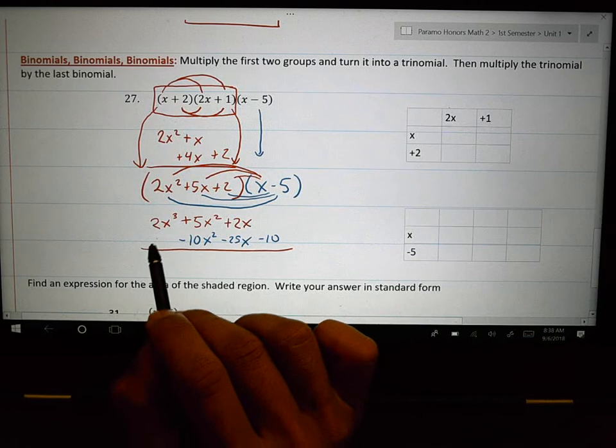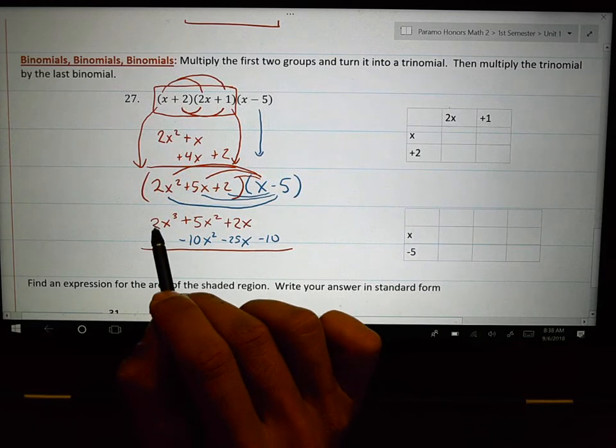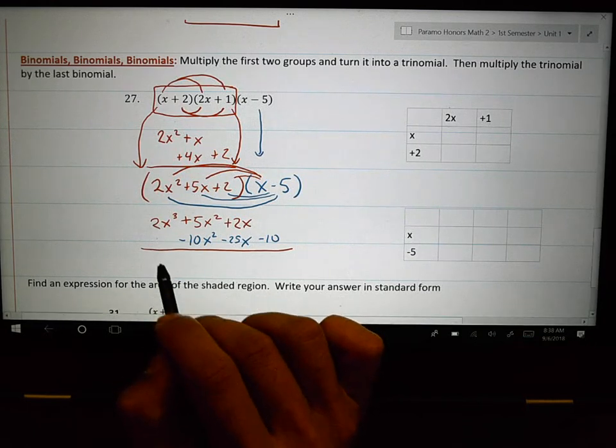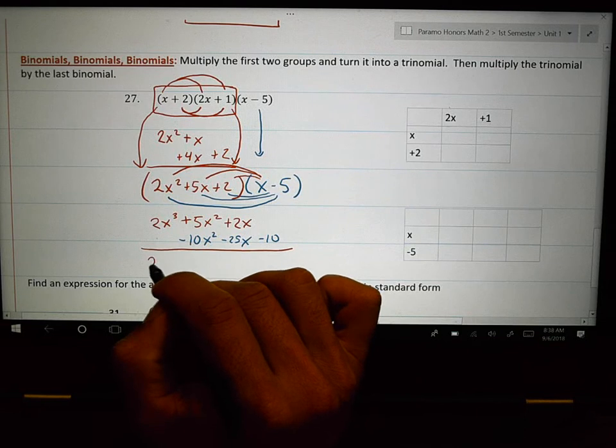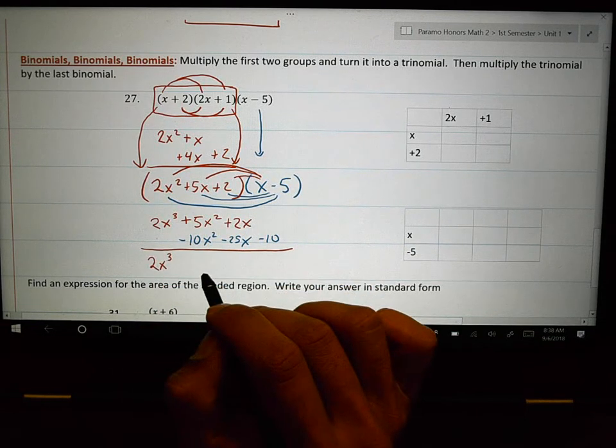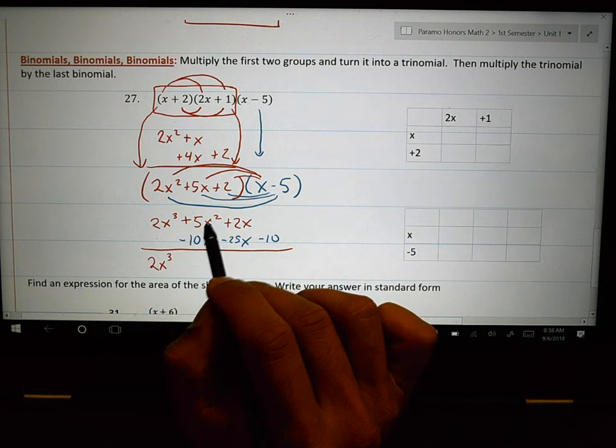What does this first term simplify to? Go ahead and say it out loud. 2x cubed. We have 5x squared minus 10x squared makes, say it out loud.